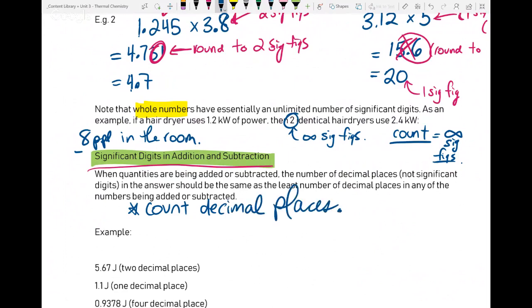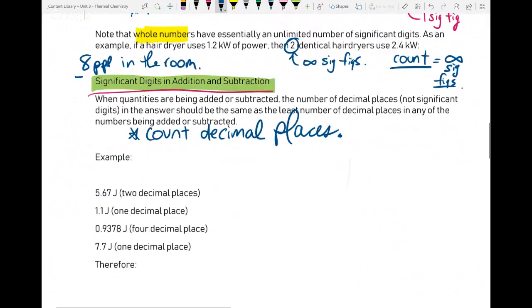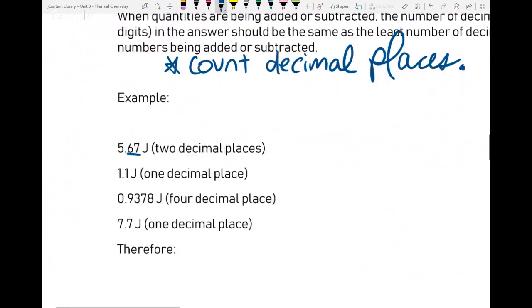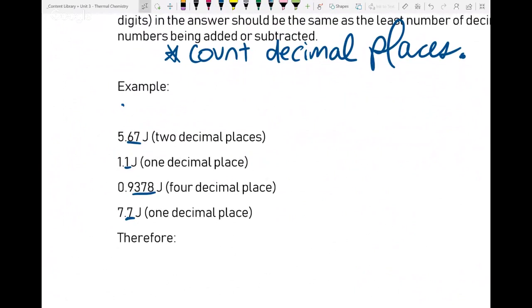You can review your grade 11 notes if you want to know why, but we don't count sig figs, we count decimal places. So 5.667 has 2, 1.1 has 1, 0.9378 has 4, 7.7 has 1, and I didn't say, but 8 has none, right? And 210, not only does it not have a decimal place, but it doesn't even have a 1. Anyway, we'll look at some examples like that.